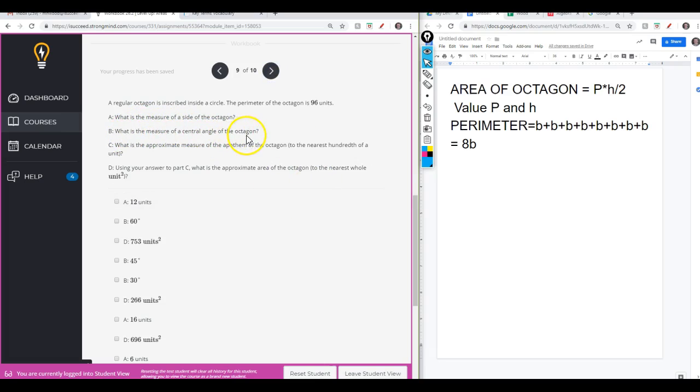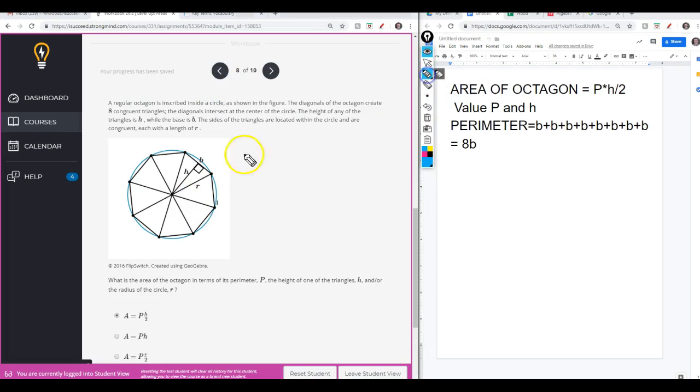The measure of the central angle of the octagon, central angle again, is right here when you have two radii, or vertexes, that come from the center of your octagon to the vertex of your octagon. That would be a central angle right there.